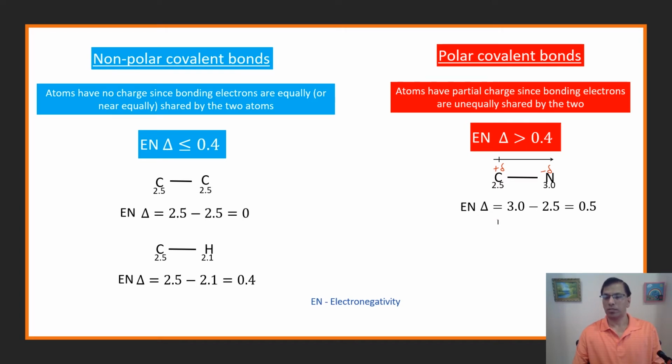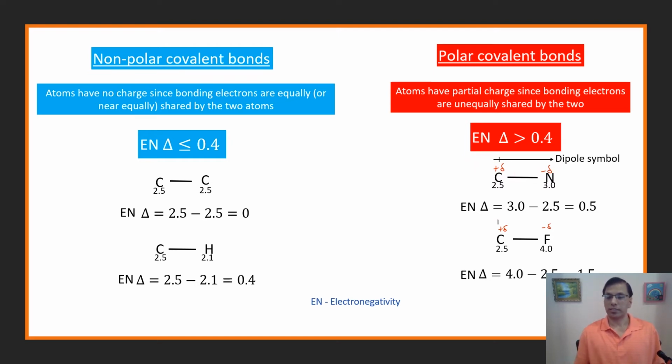A polar covalent bond will create a dipole because there's a partial positive charge on carbon and a partial negative charge on nitrogen, and that creates the dipole. Dipole means two poles, and the symbol of dipole is right here.